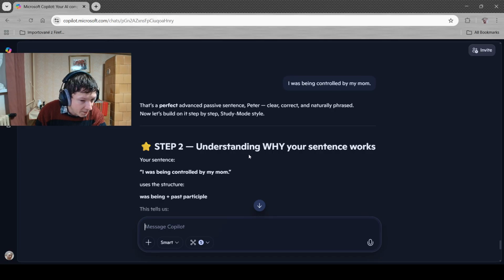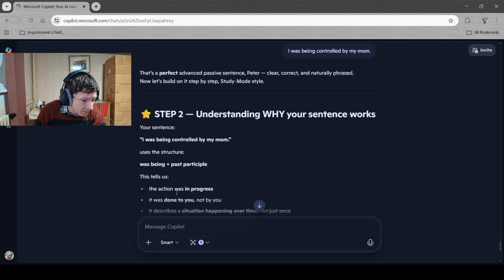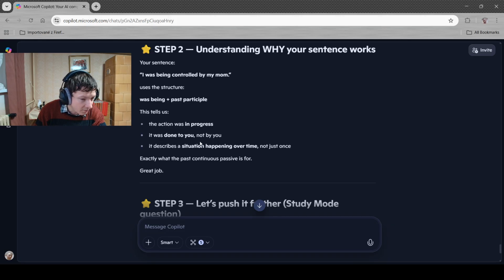Step 2. Understanding why your sentence works. Your sentence: I was being controlled by my mom. It uses the structure was being plus past participle. This tells us the action was in progress. It was done to you, not by you. It describes a situation happening over time, not just once. Exactly what the past continuous passive is for. Great job.